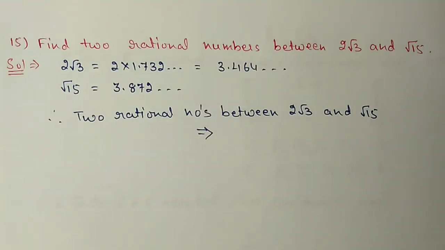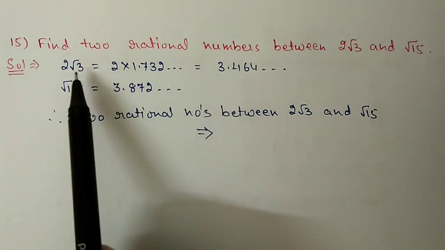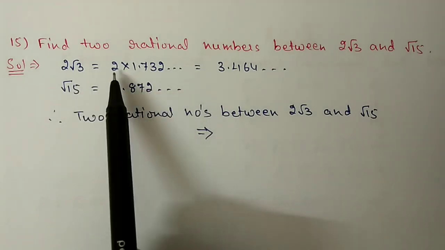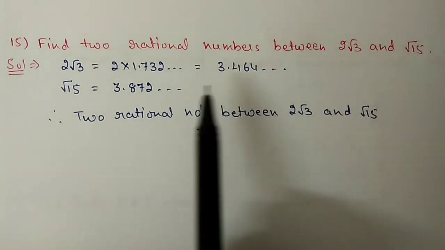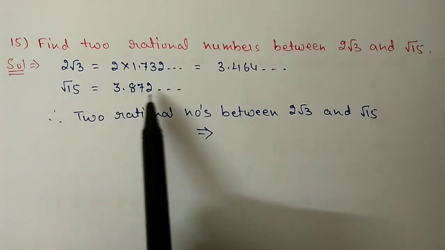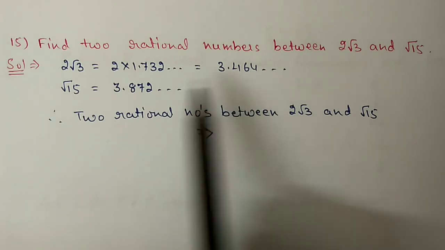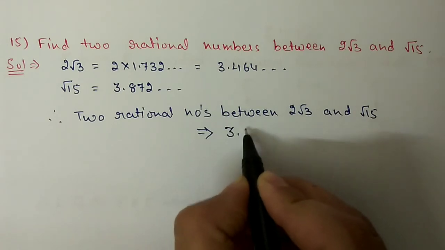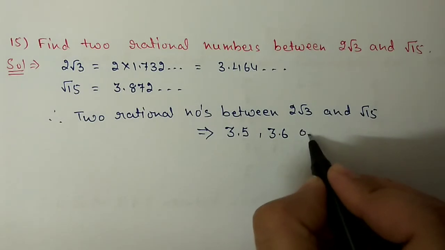Next, question number 15, find two rational numbers between 2 root 3 and root 15. So first of all, 2 root 3 we will change into decimal. In the last question we have taken root 3 value 1.732, you can substitute here, and after multiplication you will get 3.464 up to infinity. Similarly, root 15 also you can change into decimal, you will get 3.872. So between 3.4 and 3.8, any two rational numbers you can take here. For example, we can take 3.5, we can take 3.6, or we can take 3.7.